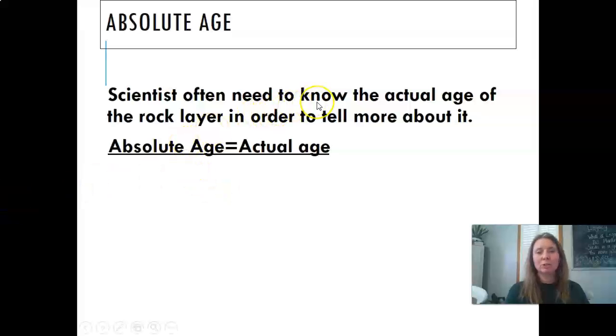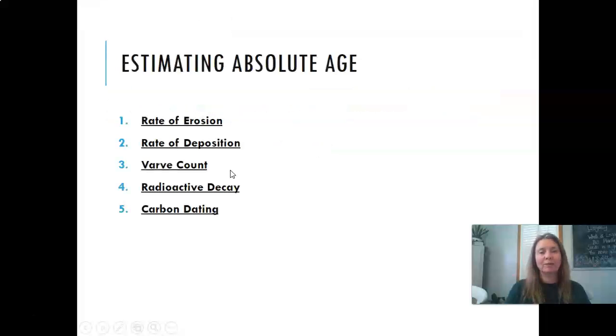Scientists often need to know the actual age of the rock layers in order to tell more about it, meaning what kind of environment did it live in? What creatures and organisms might have lived alongside of it? What type of weather did this organism live through? Or what type of weather did this rock form in? We want to know more about it than just that the layer below it and the layer above it are younger and older. We want to know much more specifics, and that's what absolute age is going to allow us to do. It's allowing us to find the actual age.